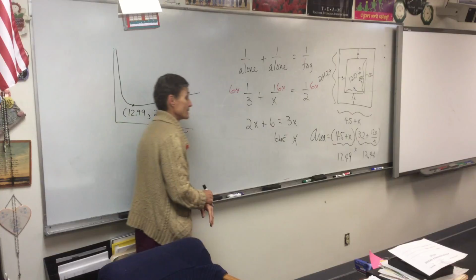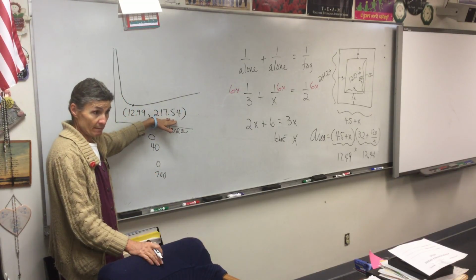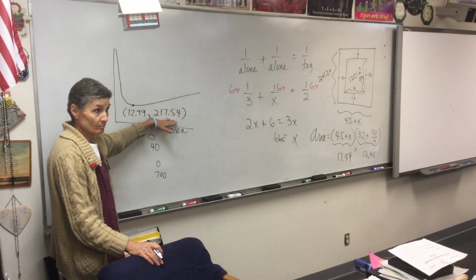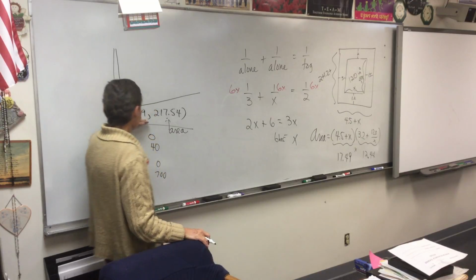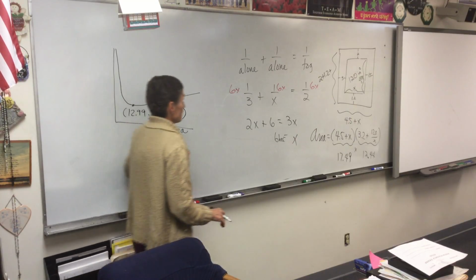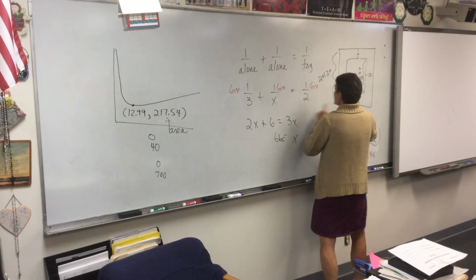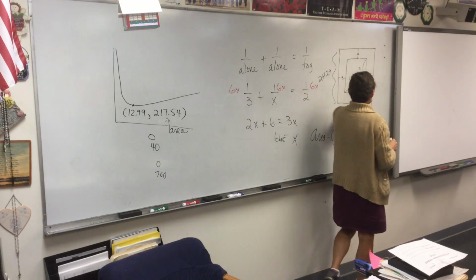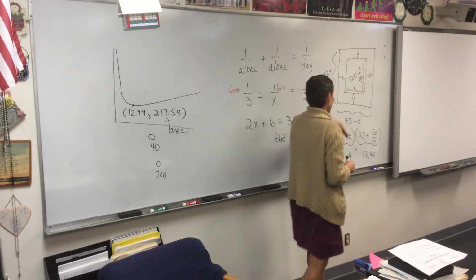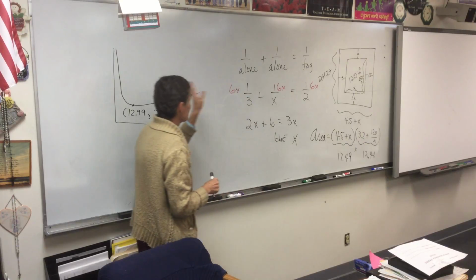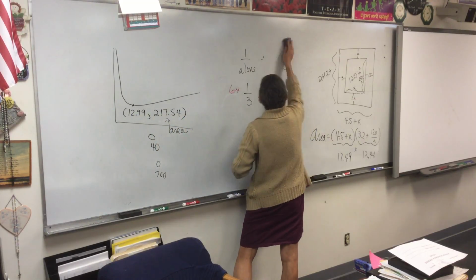If the question had said, what is the minimum area? Then the answer would be 217. If it said, what is x, the answer would be 12.9. If it said, what are the dimensions of the printed space, it would be 12.99, and whatever 120 divided by 12.99 is. So there are all kinds of questions that could be asked, but you would be doing the same work for all of them.